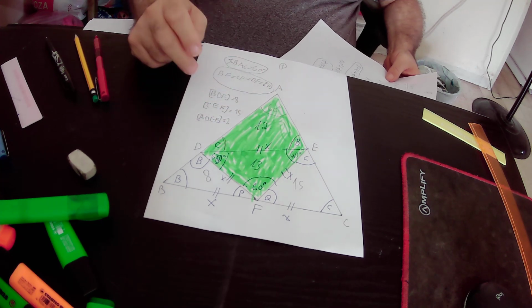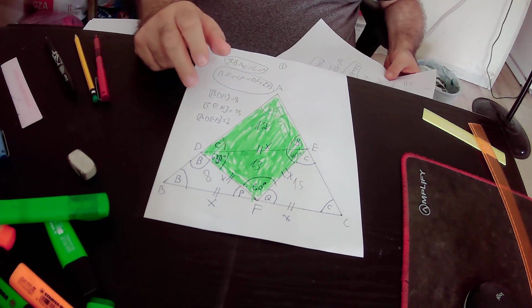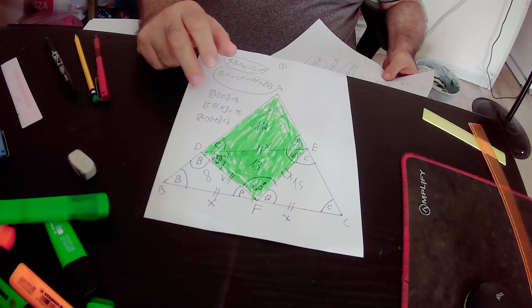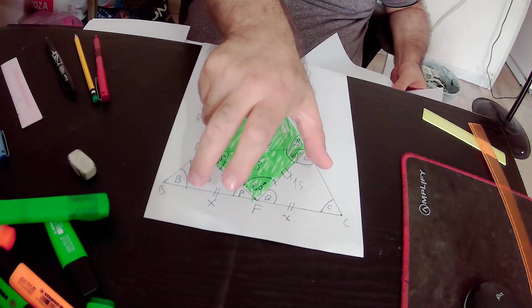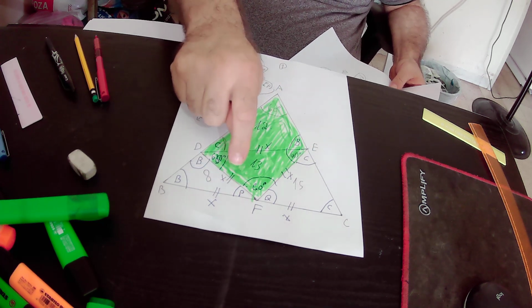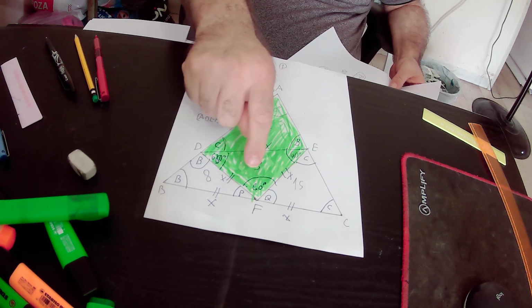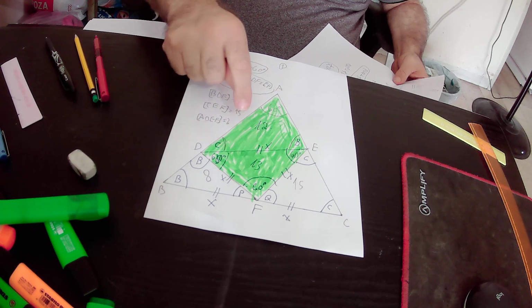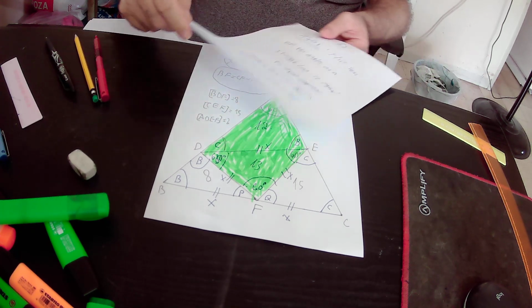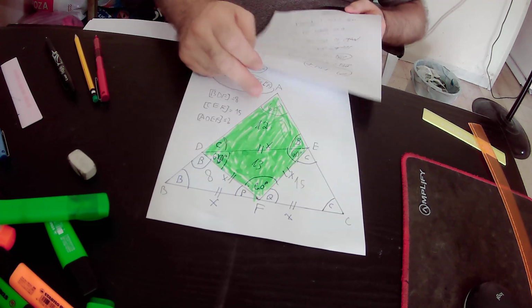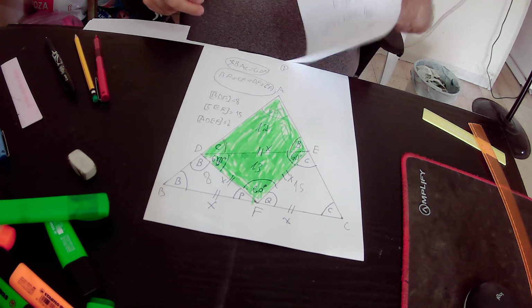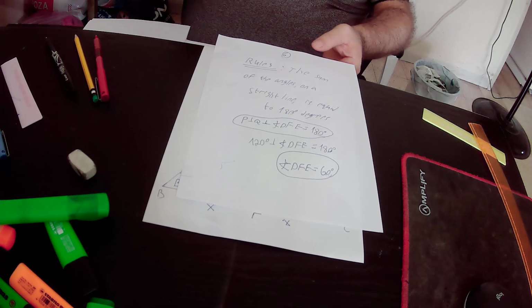We use the same rule, rule number 3, that the sum of the angles on a straight line is equal to 180 degrees, and BC is a straight line, therefore angle P plus angle Q plus 60 degrees must be equal to 180 degrees. Okay, angle P plus angle Q plus angle DFE, this is the missing angle, must be equal to 180 degrees according to rule number 3.